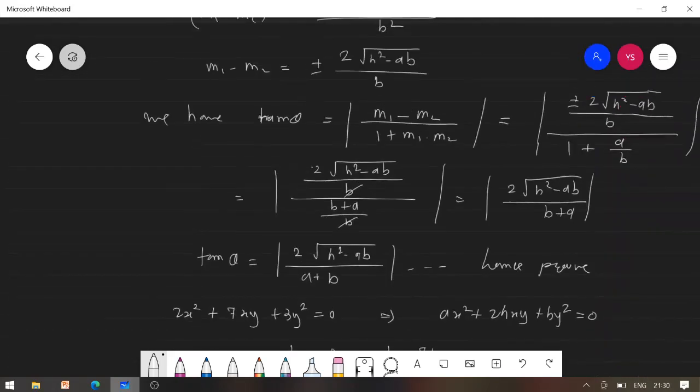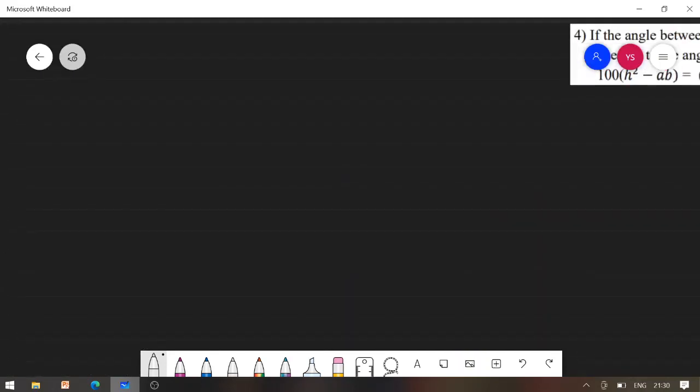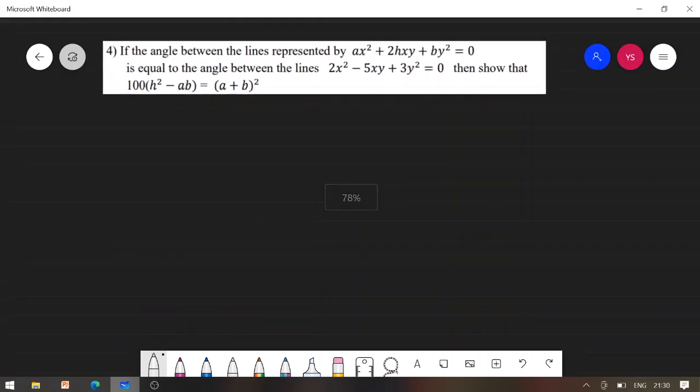Now look carefully towards the next sub question. It is of the form: if the angle between lines represented by ax² + 2hxy + by² = 0 is equal to the angle between the lines 2x² − 5xy + 3y² = 0, then show that.